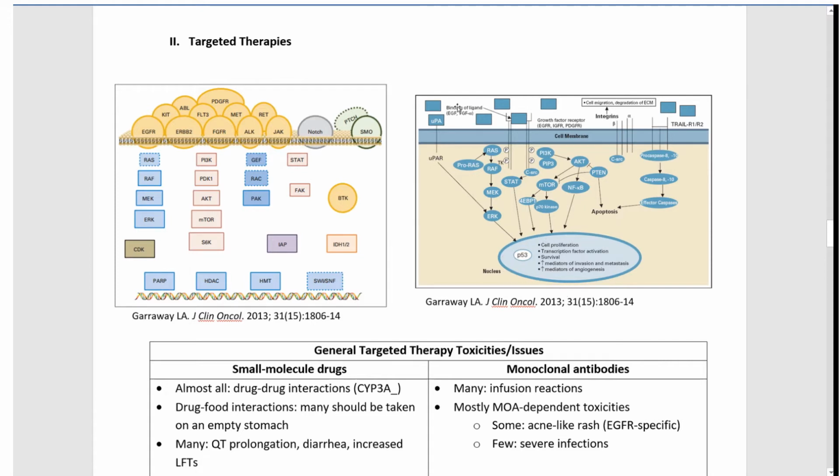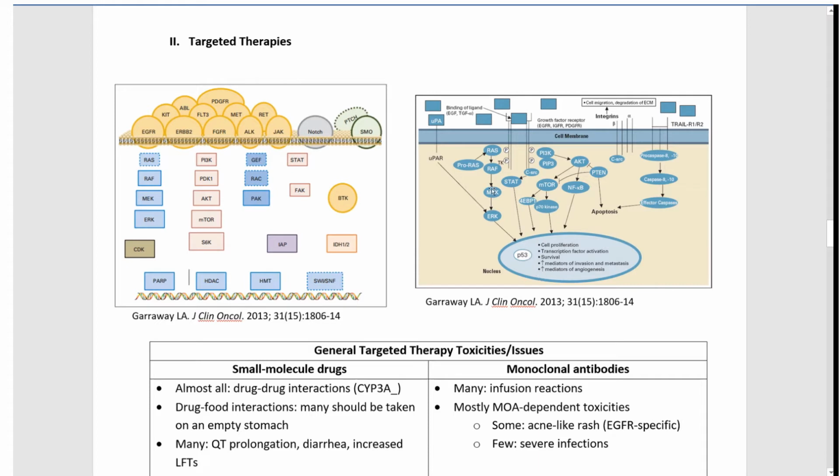And so what's happening here is that typically you have some sort of ligand, either epidermal growth factor or platelet-derived growth factor or anything of the such that binds to this extracellular or transmembrane receptor, which then causes some sort of autophosphorylation here through a tyrosine kinase, and be mindful of that, which then again causes downstream signaling through a whole host of pathways here, which ultimately gets you into that cell proliferation, transcription factor activation, survival, invasion, metastasis, and angiogenesis. All sorts of things that we don't want to happen with tumor cells.